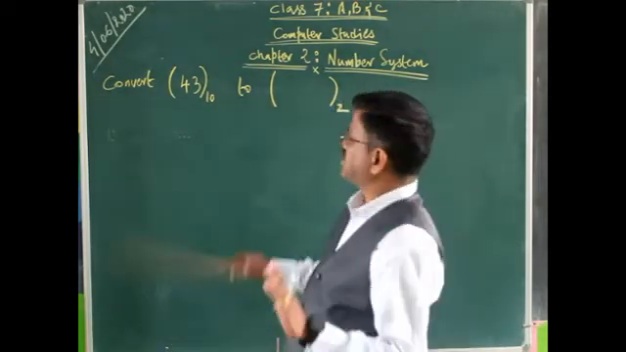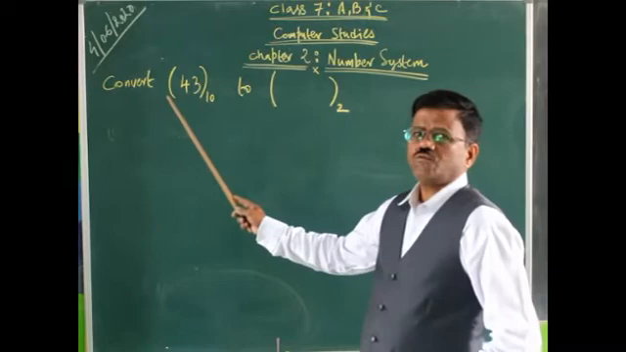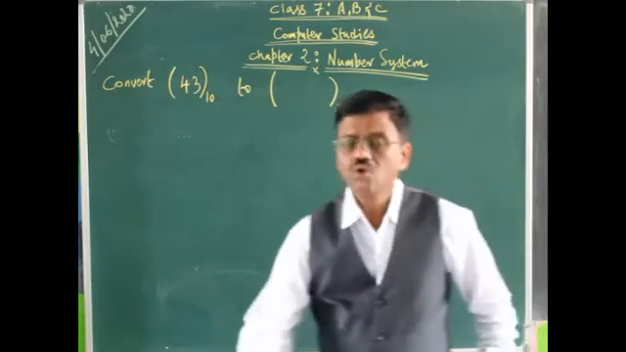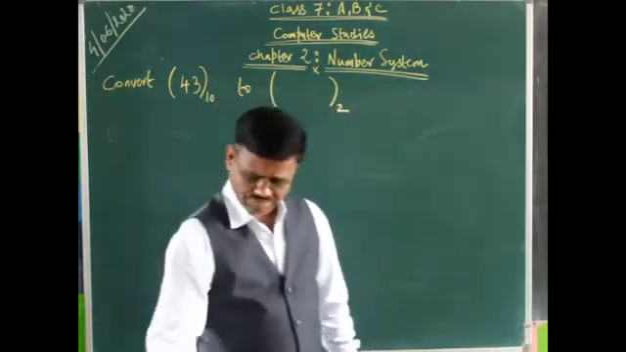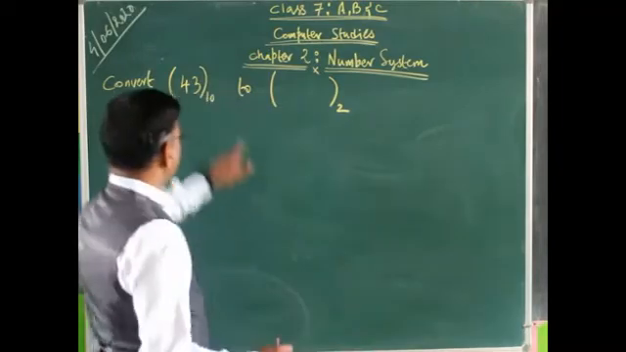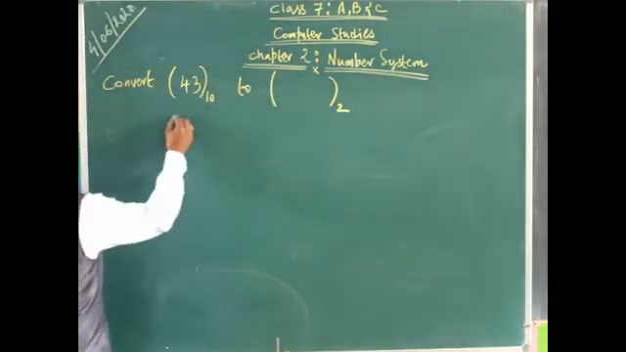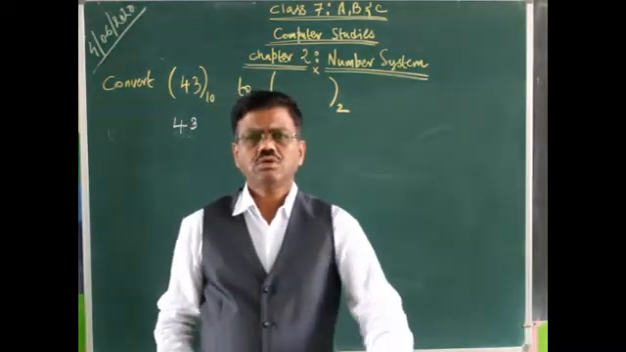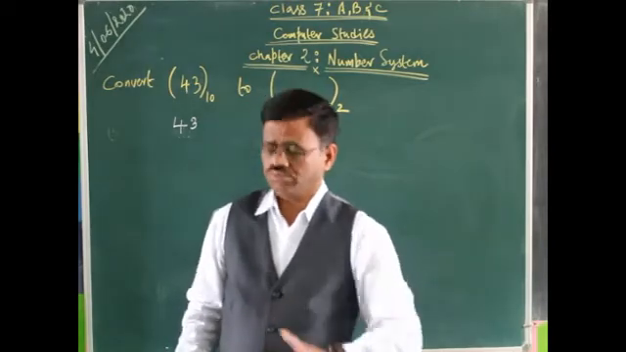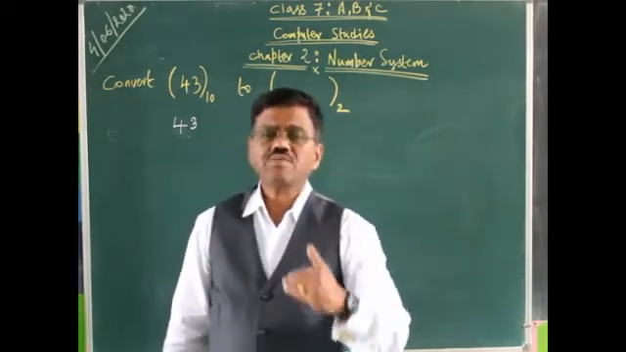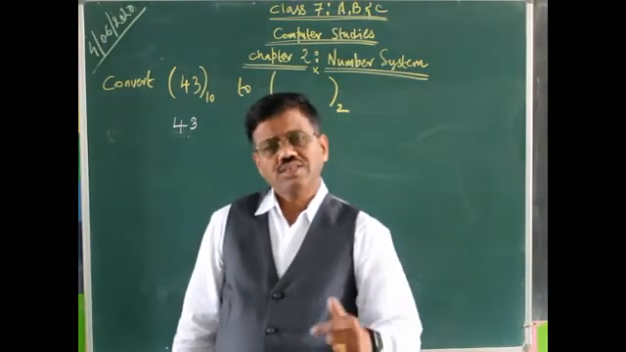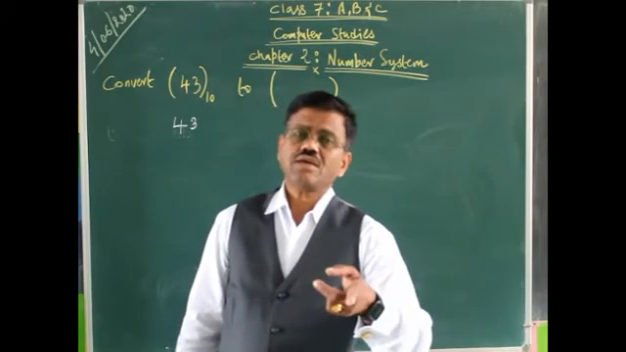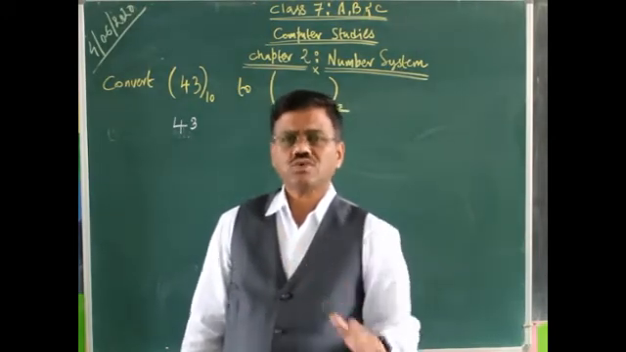What is the question? Convert 43 of decimal to binary. Should I teach you? Quite simple, boys and girls. Very simple. What is the number given? 43. Keep dividing by 2 till you get less than 2. I repeat, keep dividing by 2 till you get less than 2. Whatever may be the remainder, the remainder could be 0 or 1. You must take a note of it.